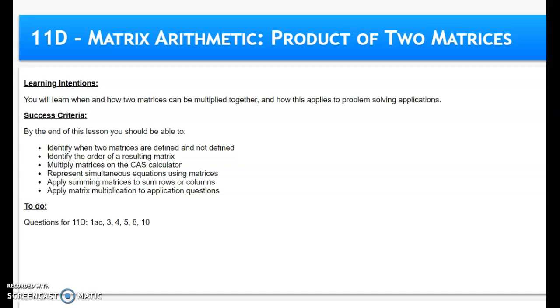So first thing you need to do is know whether two matrices are defined or not defined. We'll go through that. Identify the order that would result if you multiplied two matrices, and by the order I mean the matrix that's produced. Be able to do it on your CAS calculator. Be able to represent simultaneous equations using matrices, and apply something called summing matrices to sum rows or columns. It means to add them up really quickly, and to apply these ideas to your worded questions.